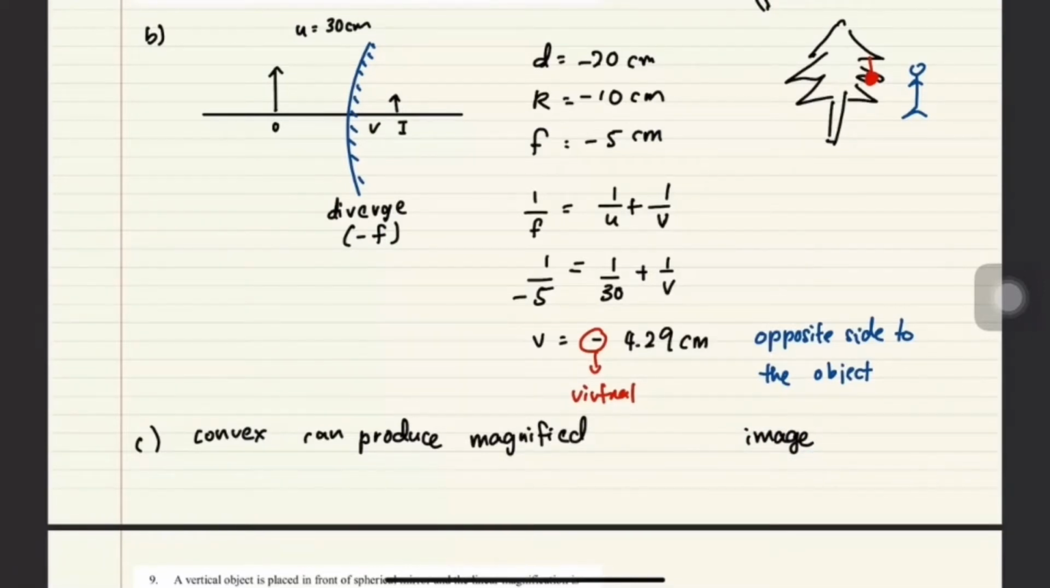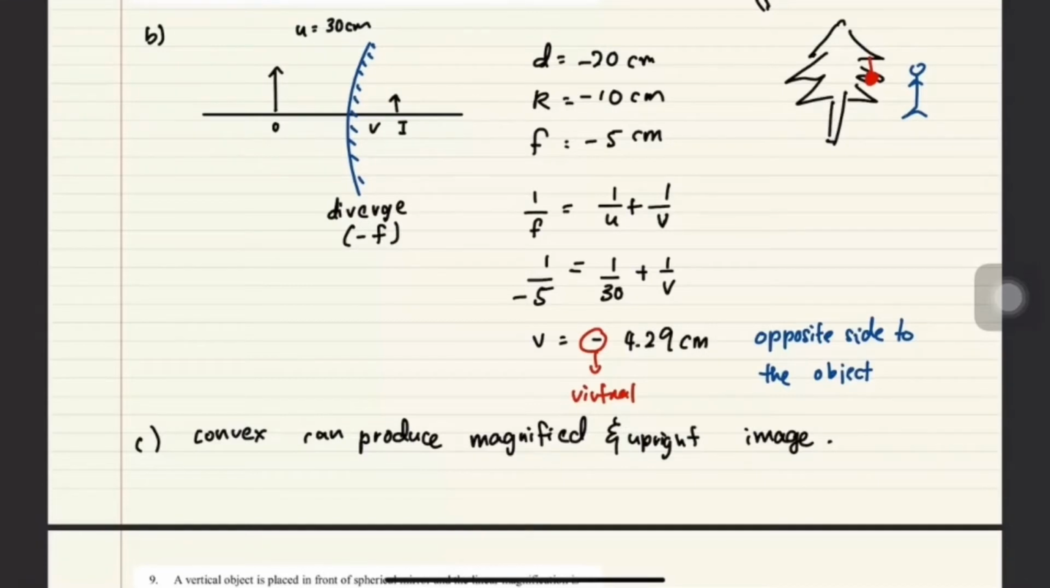Magnified and upright image. Okay, so kalau kamu nak, let's say kamu nak tengok dalam cermin, kamu nak buat operation ke apa, so you basically want to have an image that is bigger and upright. Upright tu maksudnya dia side yang sama lah. Kalau gigi kanan yang kamu nak potong, so nak cabut, then nampak yang belah kanan lah. Kalau nampak terbalik, salah cabut.